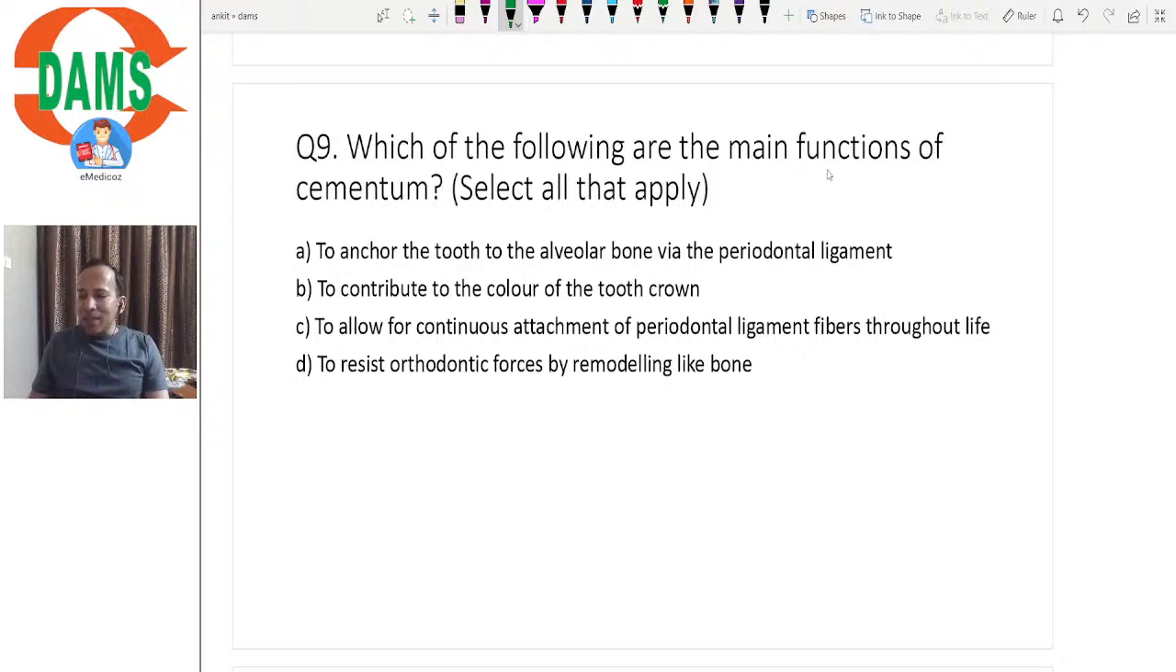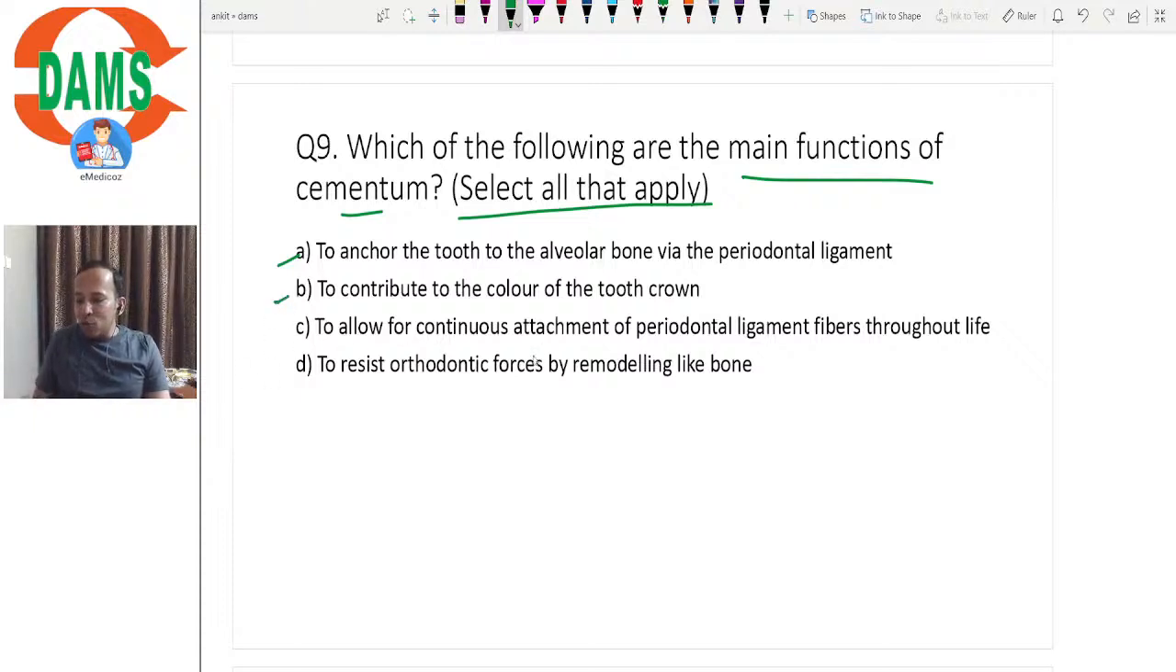Which of the following are the main functions of cementum? Very good, Bhavna. B3C1, very good. So which of the following are the main functions of cementum? Now again you have select all that apply, which means you will have more than one correct option, right? So let's examine the first option: to anchor the tooth to the alveolar bone via the periodontal ligament. Do you think this is correct or wrong? If it seems wrong tell me, and if it seems right also tell me, okay?